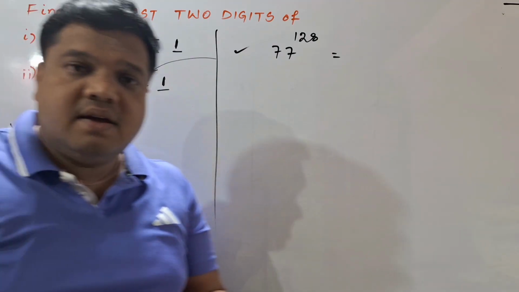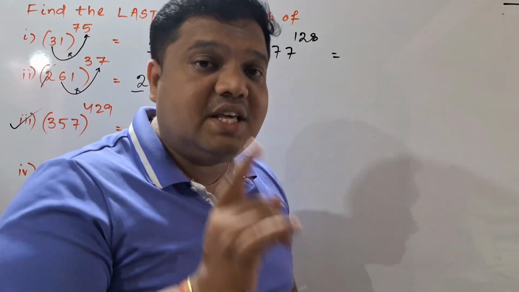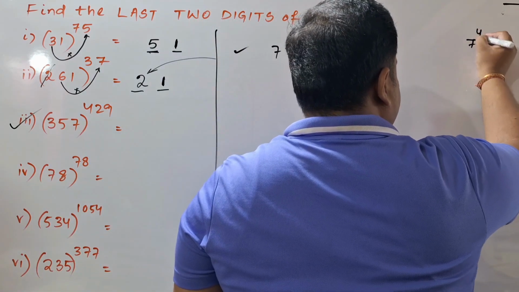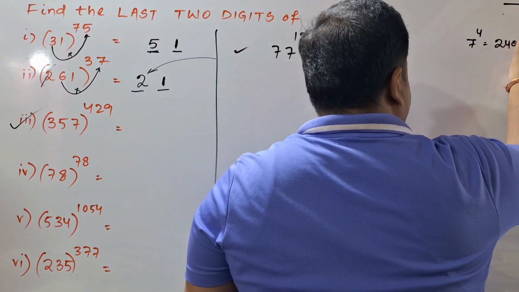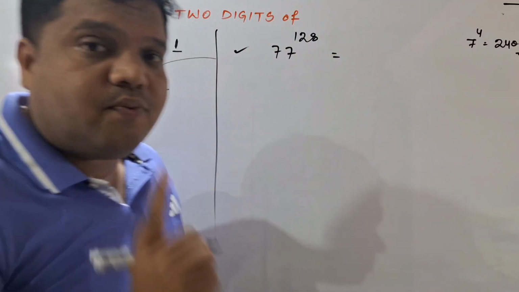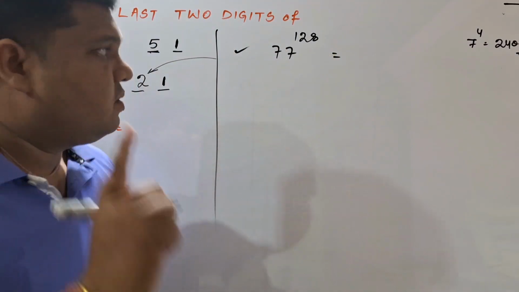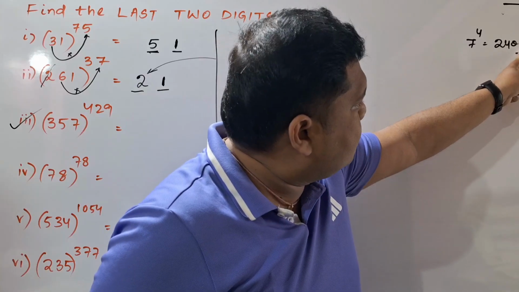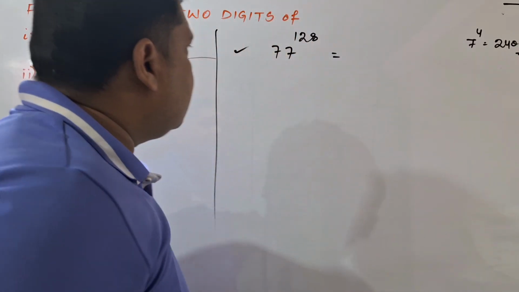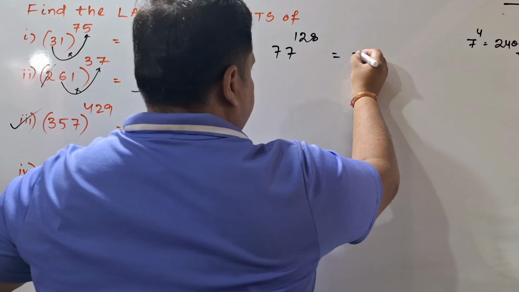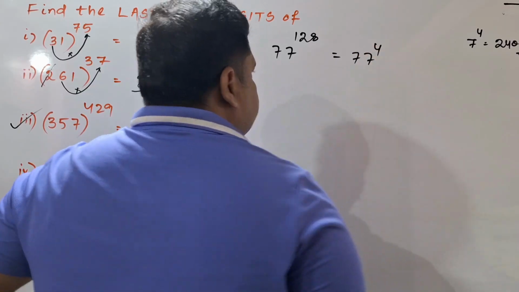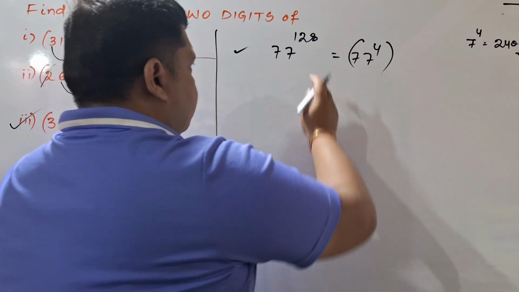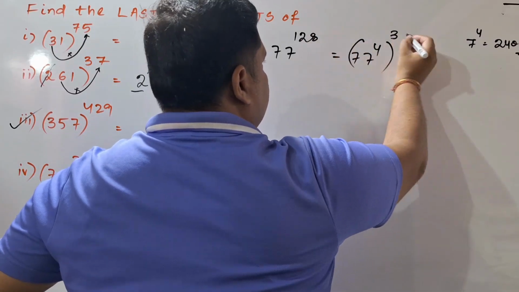How will you do the modification? Now which power of 7 will give you 1 at the unit place? You know 7 to the power 4 is what? This is 2401. So 7 to the power 4 will give you 1 at the unit place. So what you have to do, you write this number in this way. This is 77 to the power 4. Then the power divided by 4. 4 into 3 is 12, and 4 into 2 is 8.